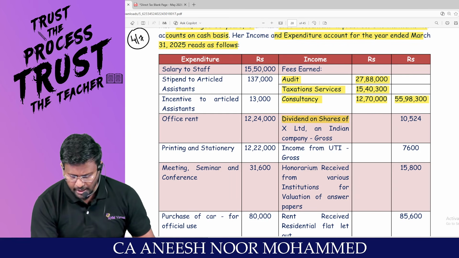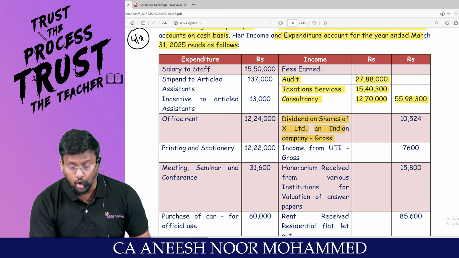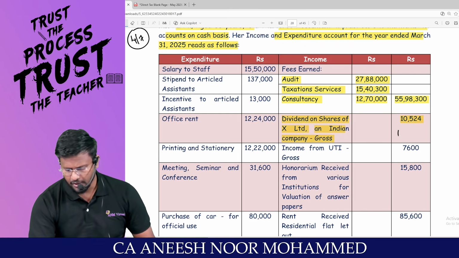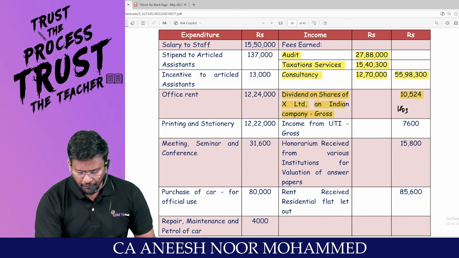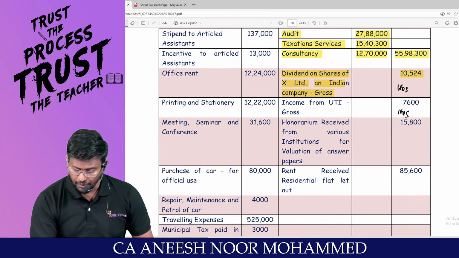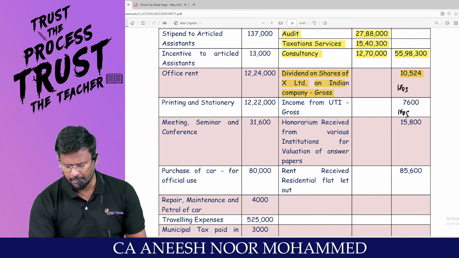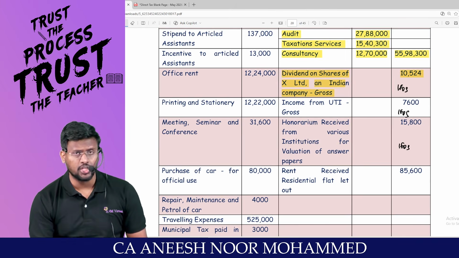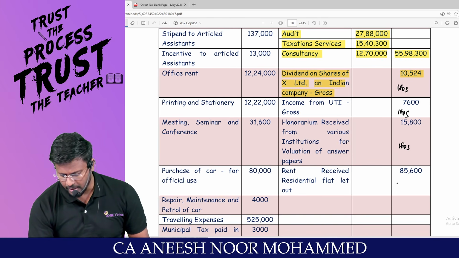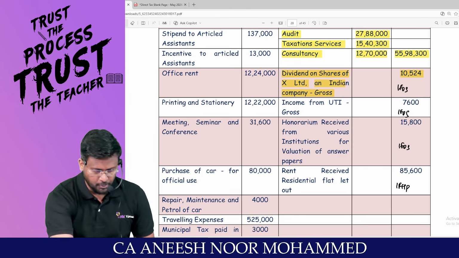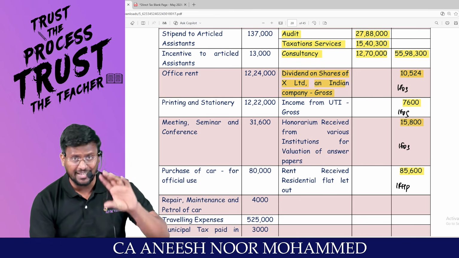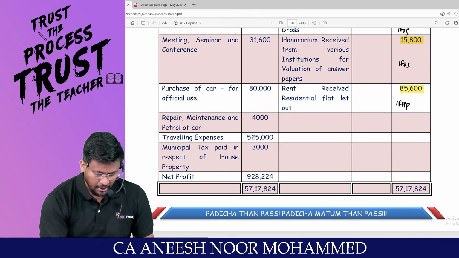Dividend on shares of X Limited, an Indian company, gross. This has to be taxed under IFOS, as we all know. Income from UTI should be taxed under IFOS. Honorarium received from various institutions for valuation of answer papers should be deducted from PGBP and shown under IFOS. Rent received from a flat let out should be shown under IFHP. That means these are impurities for PGBP, should be removed from the P&L account by deducting them from the net profit. Am I right? Net profit has been given.